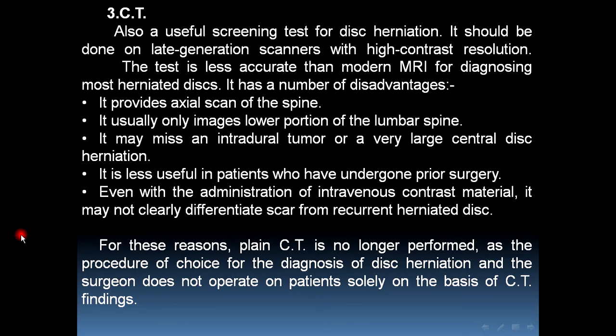It should be done on late generation scanners with high contrast resolution. The test is less accurate than modern MRI for diagnosing most herniated discs. It has a number of disadvantages. It provides axial scans of the spine only, and usually only images the lower portion of the lumbar spine. It may miss an intradural tumor or even a very large central disc herniation.